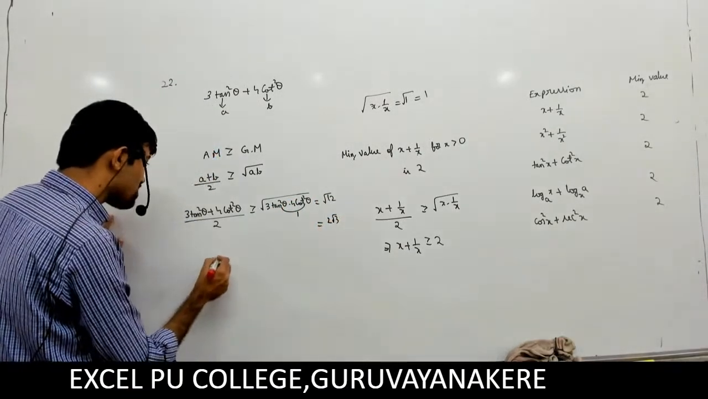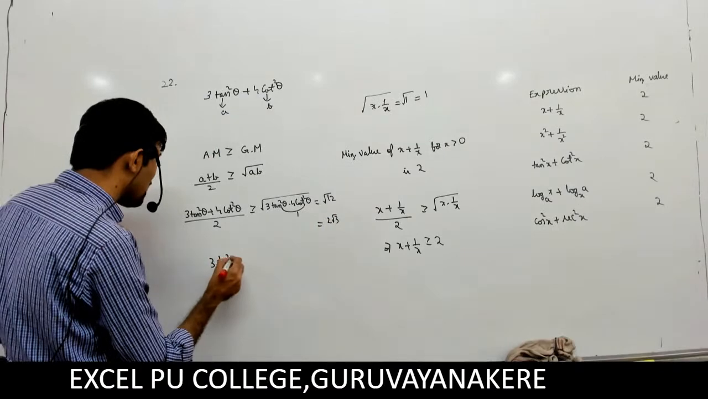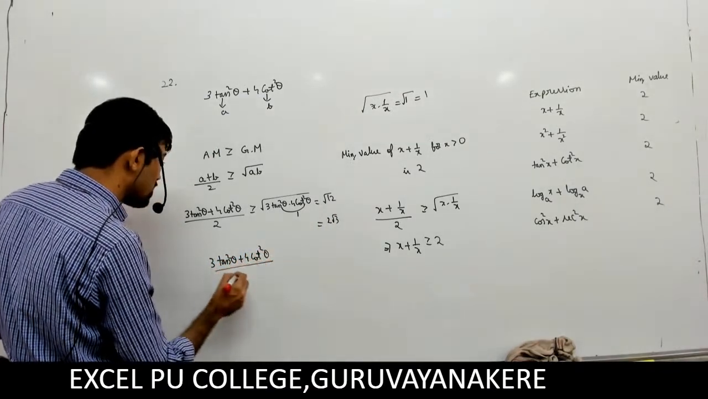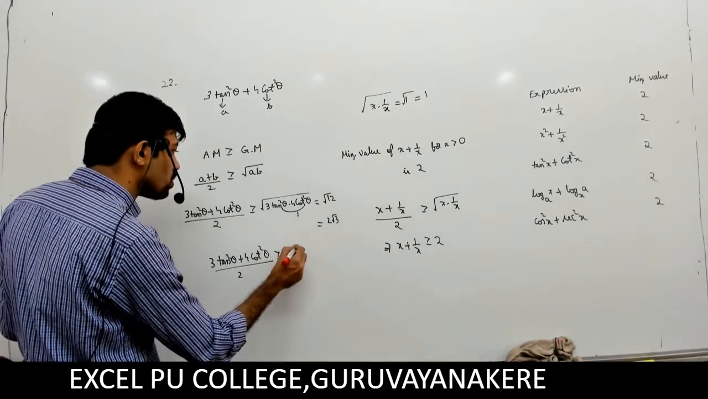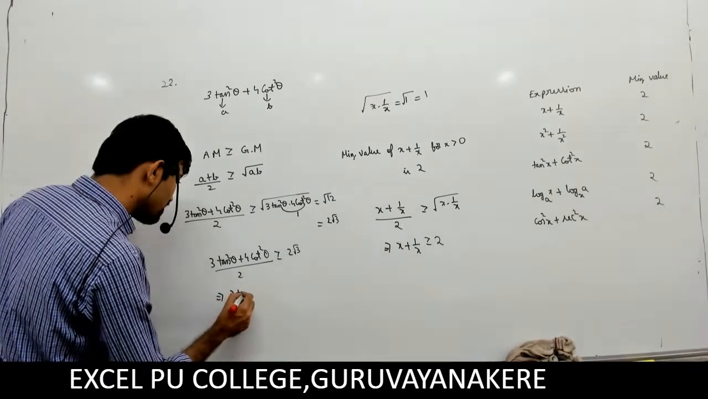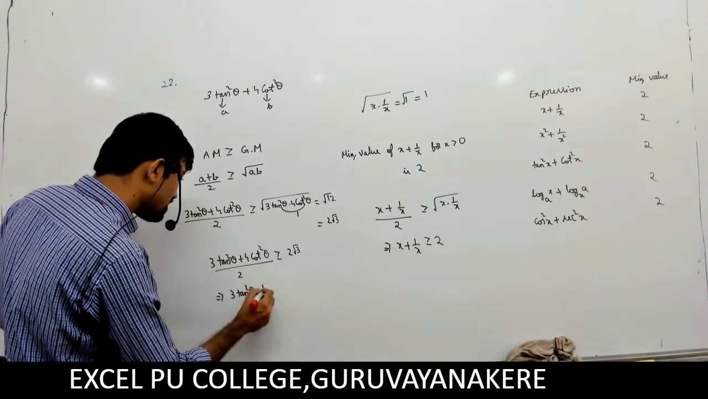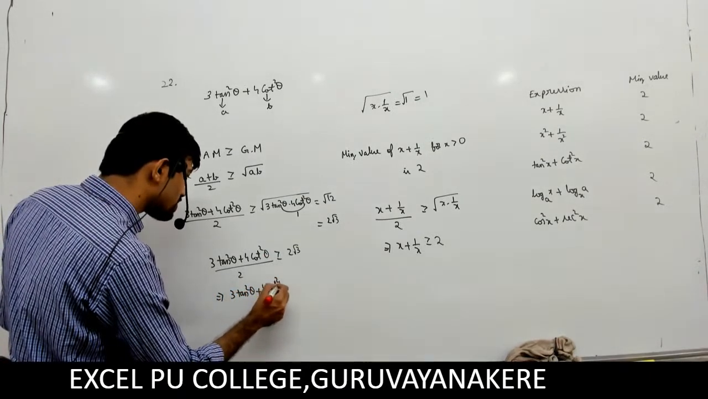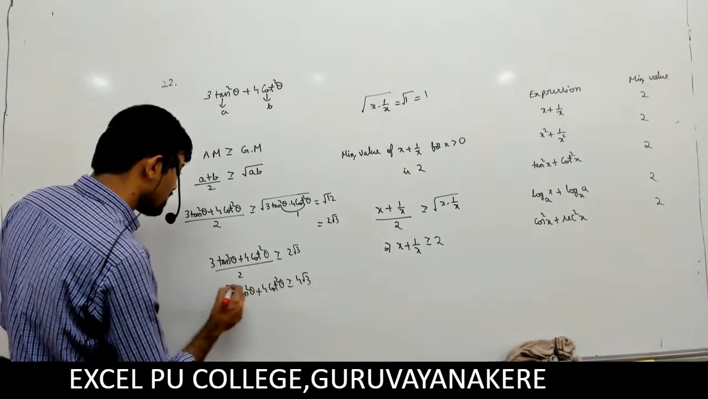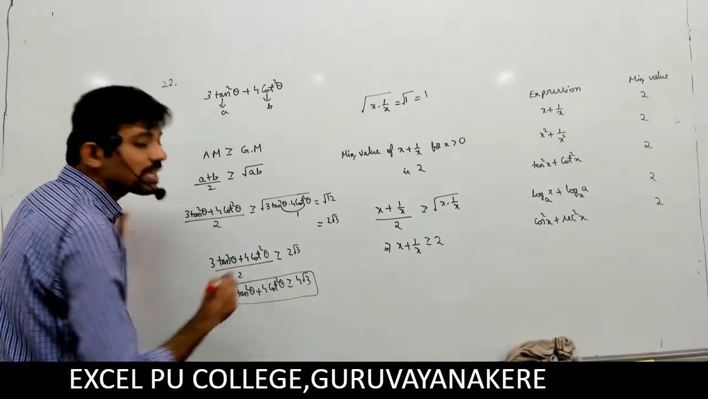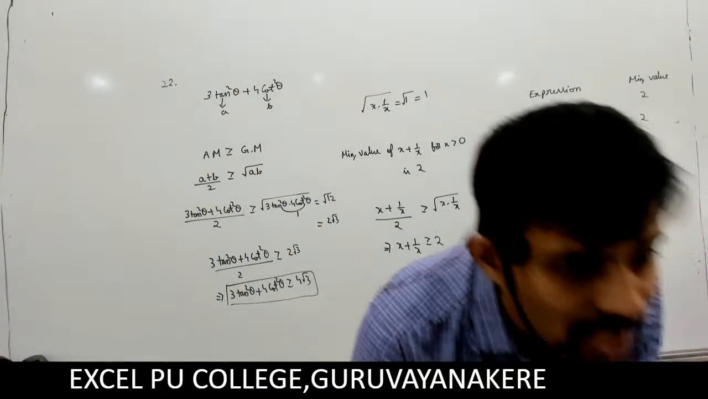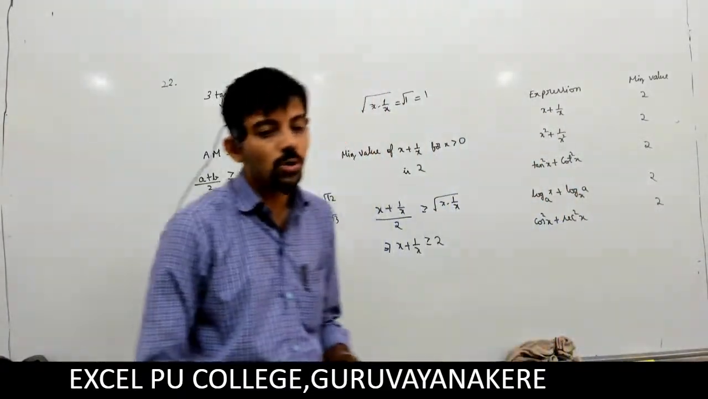So what we established, 3 tan square theta plus 4 cot square theta divided by 2 is greater than or equal to 2 root 3. Cross multiply it. 3 tan square theta plus 4 cot square theta is greater than or equal to 4 root 3. So equality gives the minimum value. Minimum value of this expression is 4 root 3.